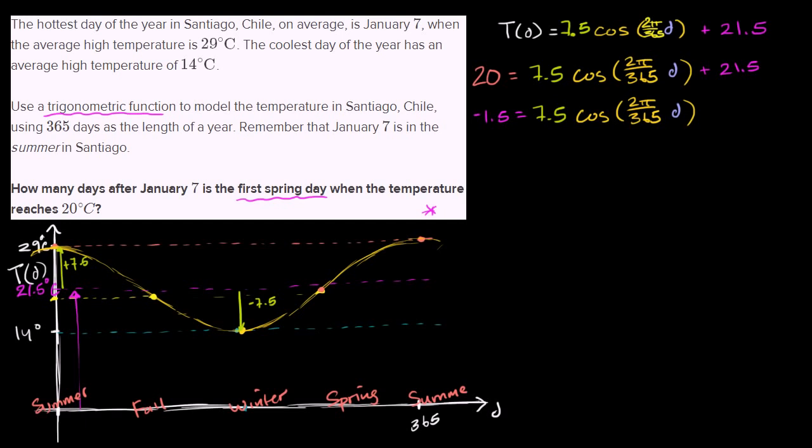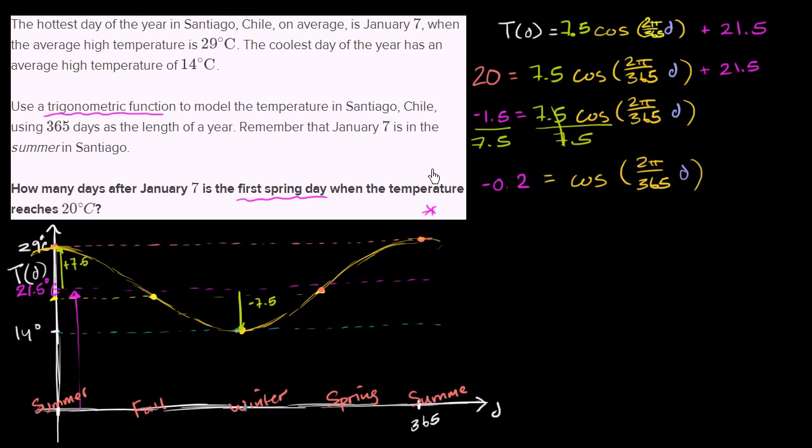Now I could divide both sides by 7.5. Notice I'm trying to solve for cosine and eventually solve for d, but we're going to take a little pause once we have this in terms of cosine, to be careful here. So we're going to divide both sides by 7.5. And we're going to get, let's see, actually, I don't even need a calculator for this. 1.5 divided by 7.5, this is 1/5. 5 times 1.5 is 7.5. So this is negative 1/5, or I could write it as negative 0.2 is equal to cosine of 2 pi over 365 times days after January 7th.